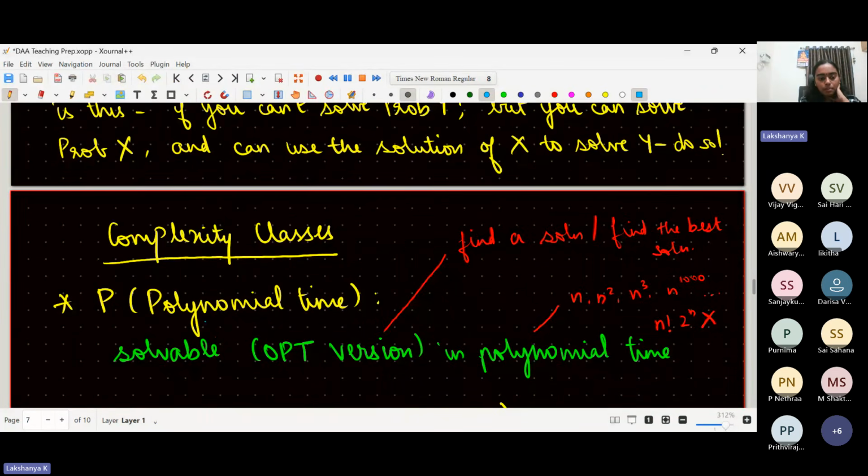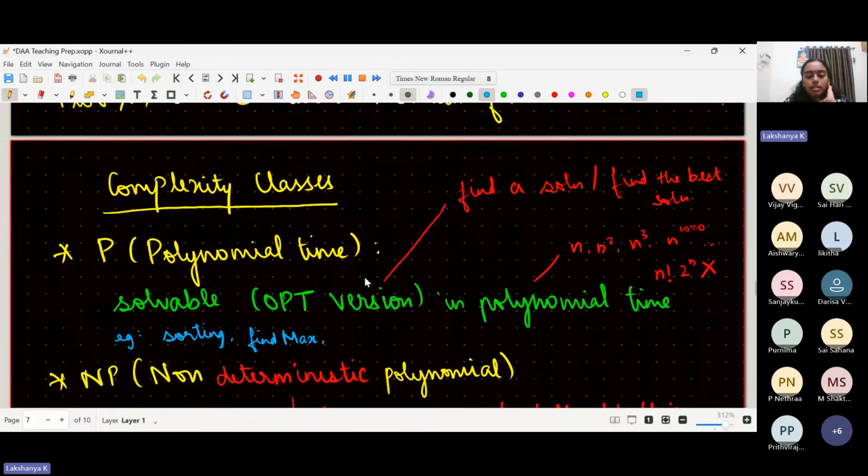So an example for this would be the sorting problem. Another example is find max, find min. All of that you can do in O of n. Sum of elements. Matrix multiplication, if you have two n cross n matrices, I think O of n cube with the brute force algorithm. So all of that is solvable in polynomial time. So these are examples, right?